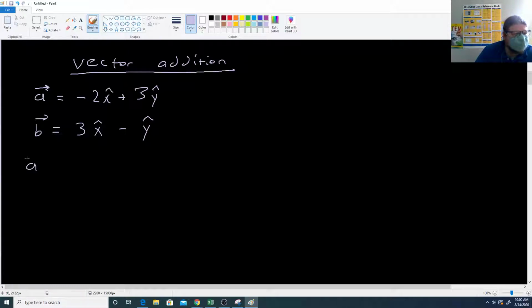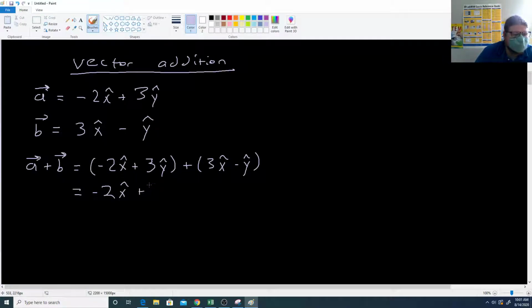If we want to do vector A plus vector B, we can write out A's vector in terms of its x hat, y hat components, and we can add that to B's vector in terms of its x hat and y hat components. We can drop the parentheses because there's nothing here to distribute, so we get negative 2x hat plus 3y hat plus 3x hat minus a y hat. And now we just have to go through and add x hat stuff together and add y hat stuff together.